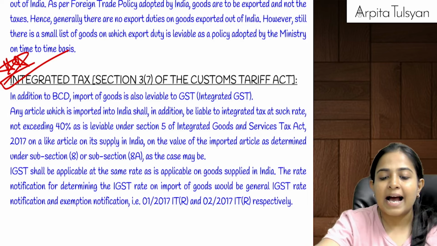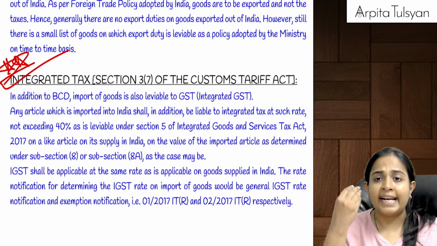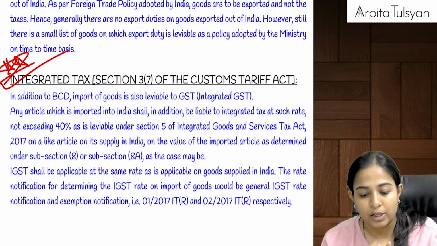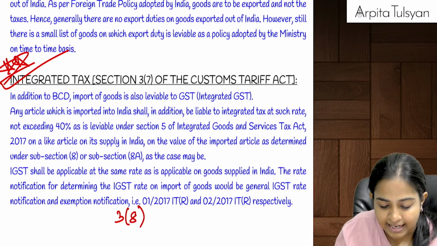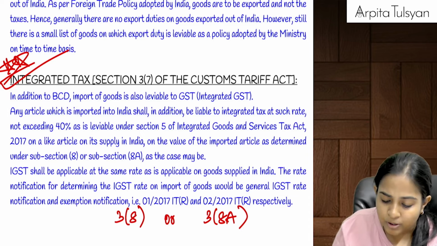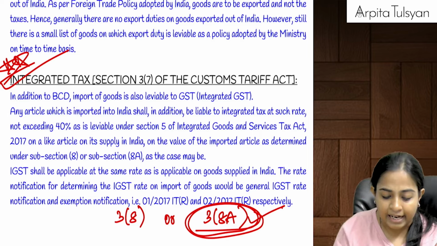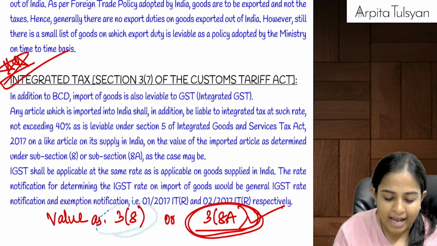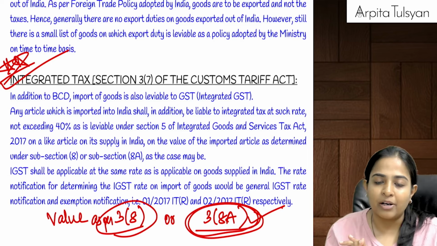Now, this IGST will be calculated on which value? Let's say 18%, let's say 28%, whatever it is, on which value will it be calculated? It will be calculated on the value determined under section 3.8 or section 3.8a. If the goods were kept in a warehouse and are cleared from there, then it is section 3.8a. Otherwise, normally you first determine the value as per section 3.8, and on that value IGST will be applicable.